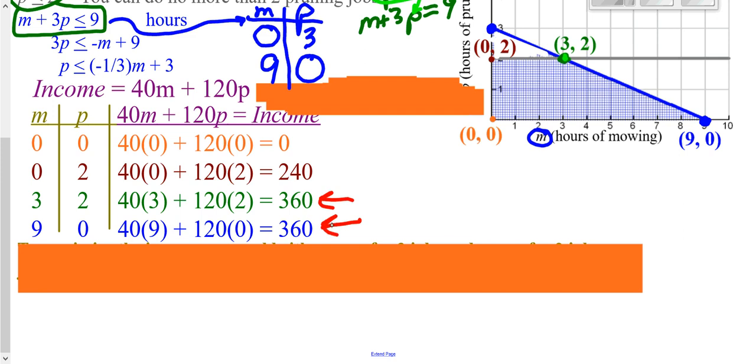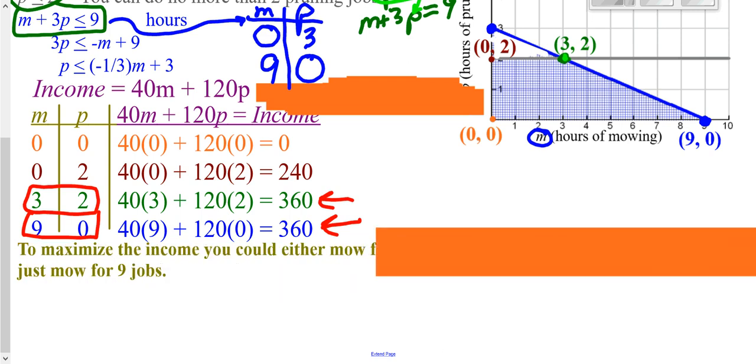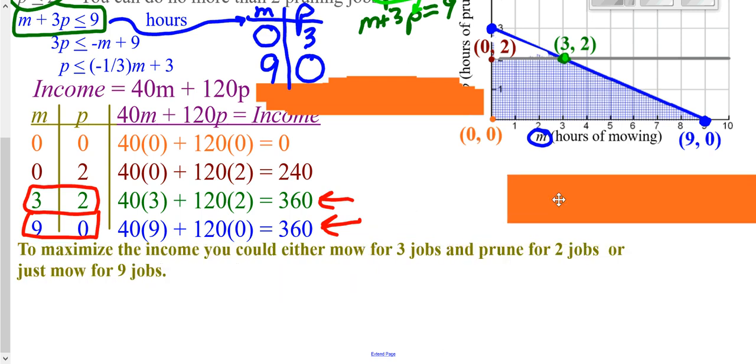But we're looking for what combination gives us the max. So we actually have two different options. We could either use this option, or we could use this option here. Most of the time, you only have one answer. So we could have either 3 mowing jobs and 2 pruning jobs, or you could just have 9 mowing jobs. Either way, it would work to give you your maximum income.